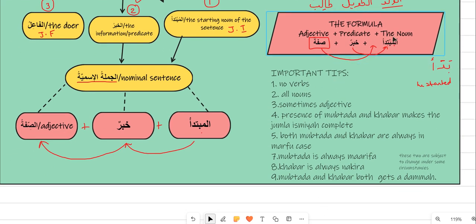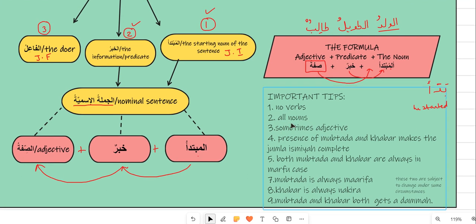It doesn't have any verbs. In Jumla Ismiyah, you will not find any verbs, and it consists of only nouns. The mubtada is also a noun, the predicate is also a noun, and the sifa that comes is also a noun. Sometimes an adjective may come, sometimes it may not. So it doesn't mean that in Jumla Ismiyah you have to have a sifa. Sometimes it may, sometimes it may not. If you have your mubtada and your khabar, know that your Jumla Ismiyah is complete. The presence of mubtada and khabar makes the Jumla Ismiyah complete.